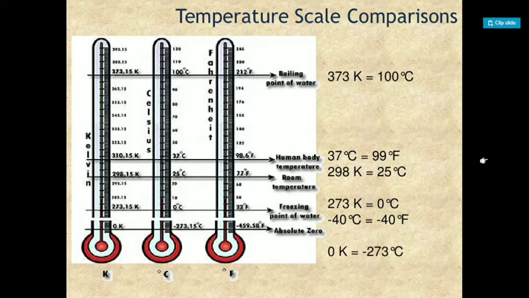Okay, we have here the temperature scale comparisons. As you can see, 373 Kelvin is equal to 100 degrees Celsius, or the boiling point of water. And 37 degrees Celsius, the average temperature of the human body, its equivalent in Fahrenheit is 99 degrees Fahrenheit. And also the room temperature, which is 25 degrees Celsius, its equivalent in Kelvin is 298. The freezing point of water, which is 0 degrees Celsius, is equal to 273 Kelvin.